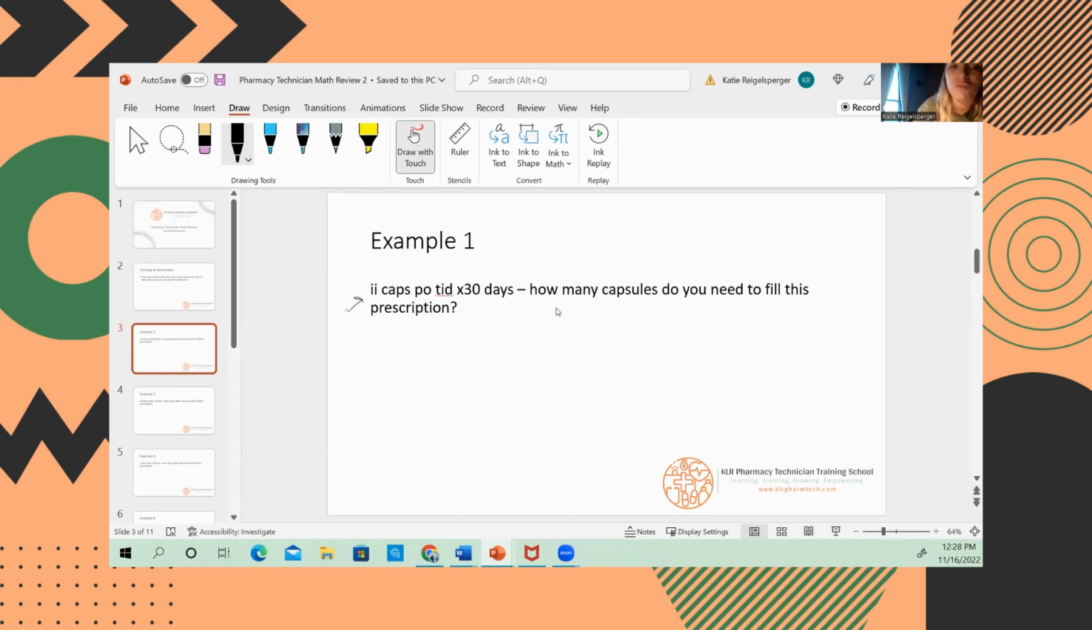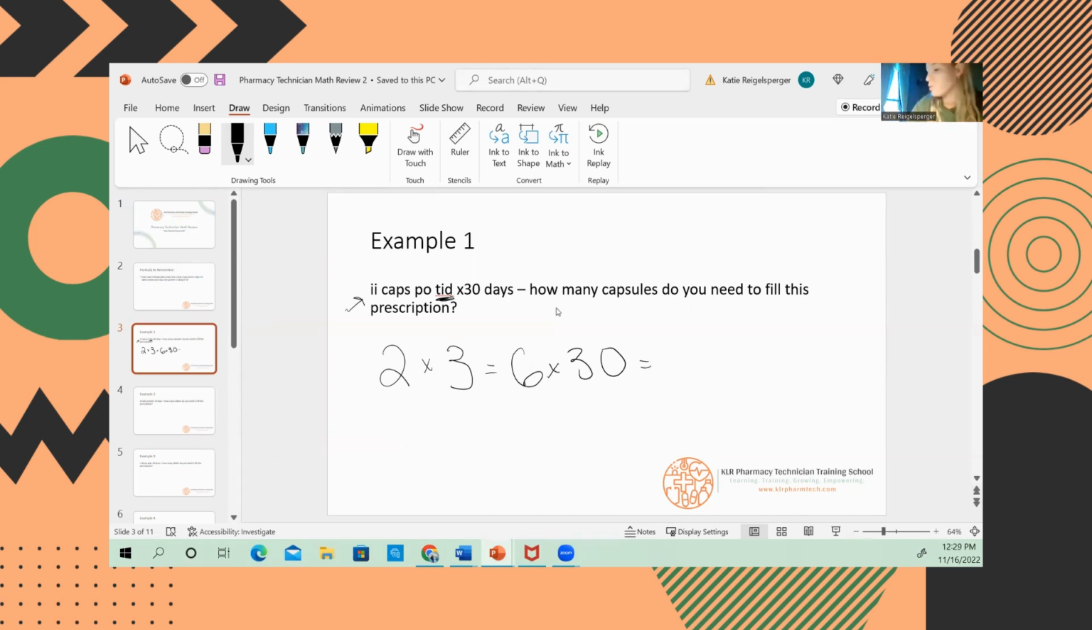The answer is 2. Taking 2 capsules each time. We're going to multiply that by how many times a day we take 2 capsules. We take 2 capsules 3 times a day. 2 times 3 equals 6. How many days do we take 6 tablets a day for? We do that for 30 days.